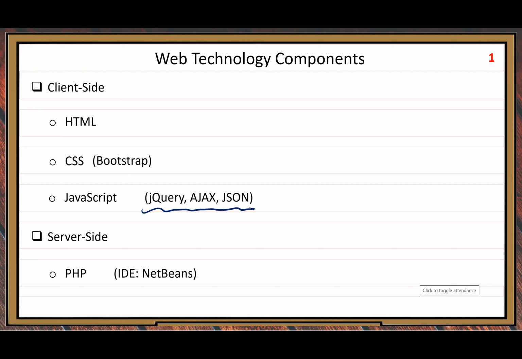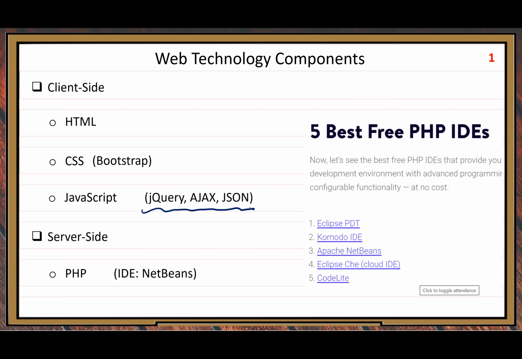And we will use the NetBeans IDE to develop our PHP projects. Although Eclipse can also do it, for this class, I pick NetBeans. For the Java class, we use Eclipse and other IDEs, IntelliJ. This one we use NetBeans. Here you can see 5 best free PHP IDEs. You can see NetBeans is one of the top 5.